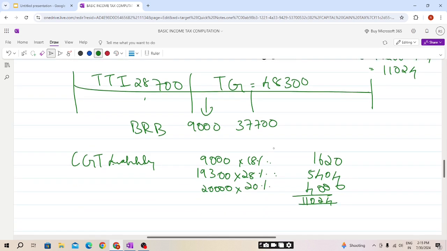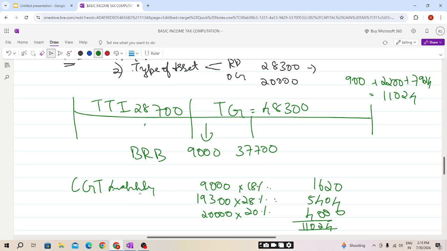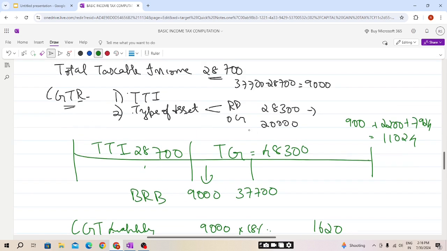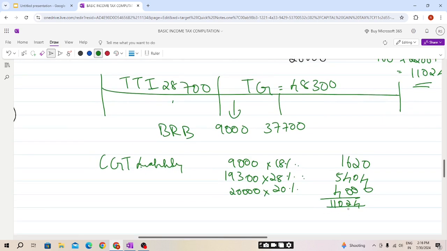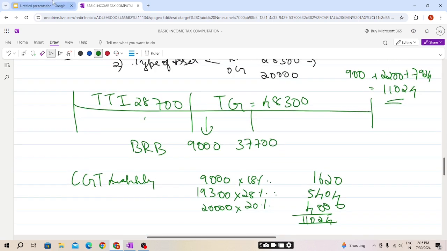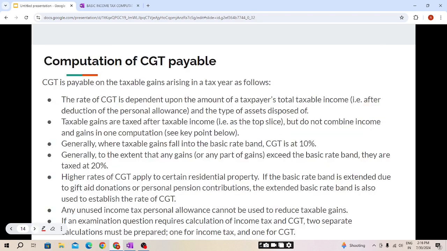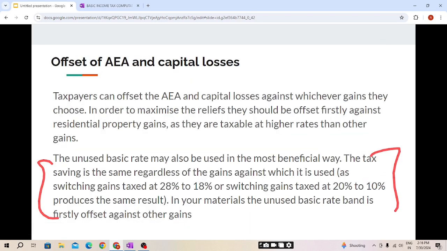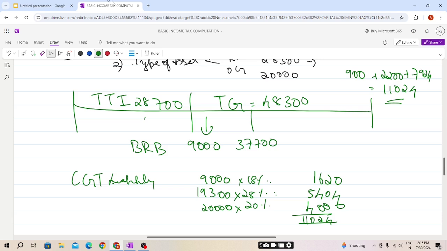See here, students, in the first case we calculated for residential property first and got this answer. If we calculate the tax for other gains first, we also get the same CGT liability. Students, please do remember, we studied a point about the unused basic rate band. Whether you calculate this way or that way, the capital gains tax paid will be the same. I hope this point is clear now, students, with the help of this example.